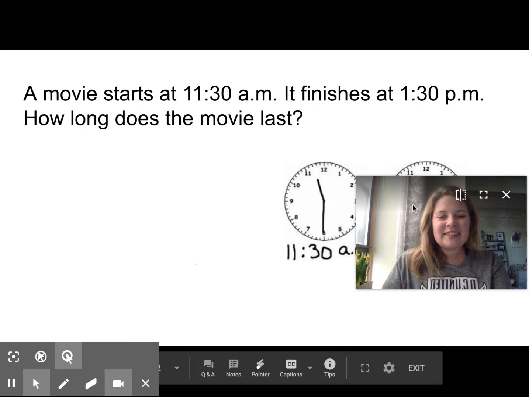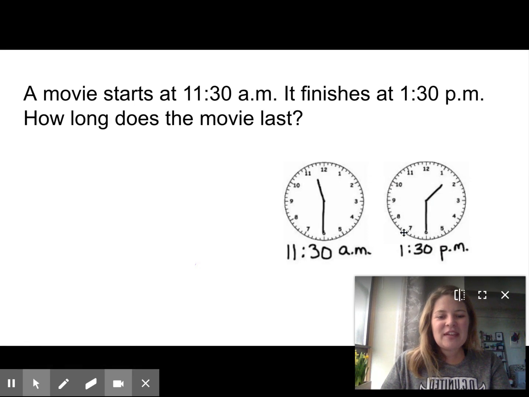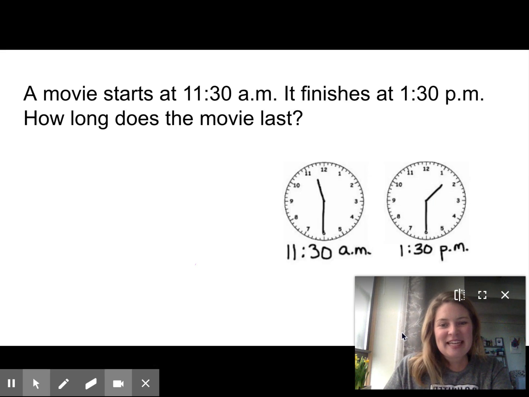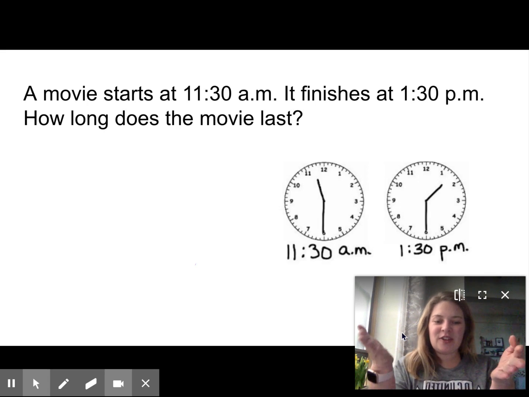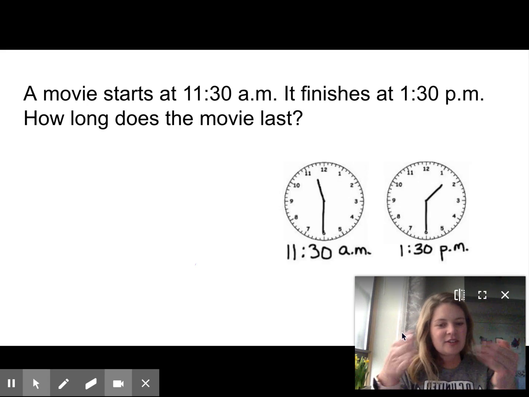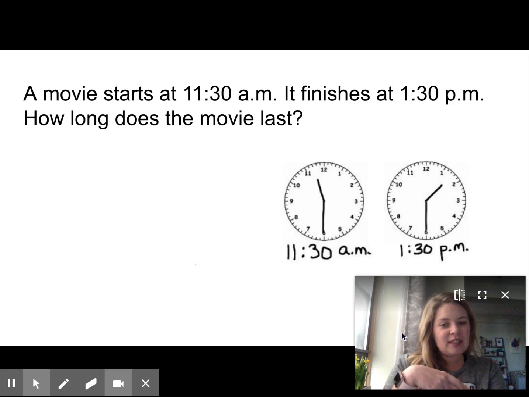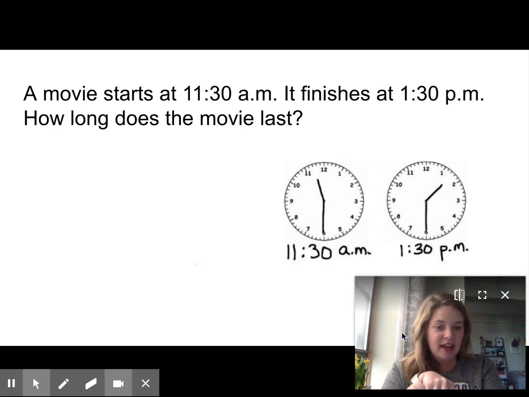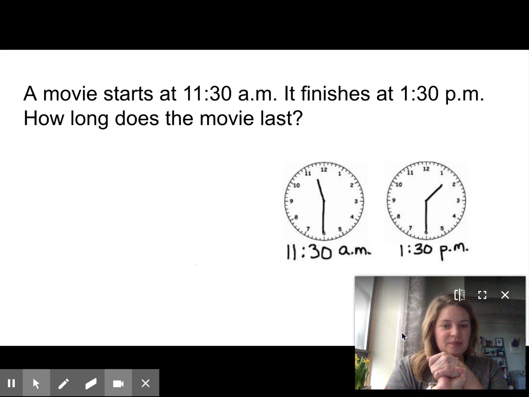A movie starts at 11:30 a.m. It finishes at 1:30 p.m. How long does the movie last? So I've already drawn the clocks for you. So now we're just telling the difference between 11:30 a.m. and 1:30 p.m.